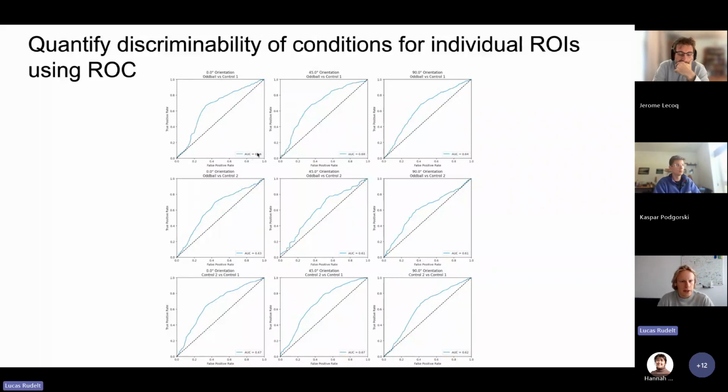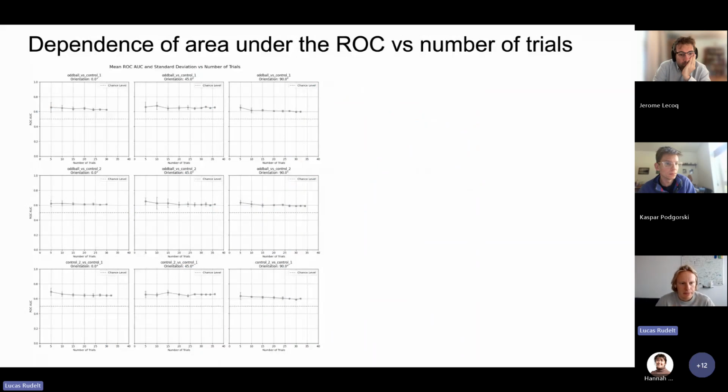Now, the question is, how does this area under the curve depend on the number of trials that we have available? I wasn't familiar with this analysis, so I really didn't know what to expect. I observed something like this: as we increase the number of trials, the area under the ROC curve is, if anything, decreasing. I would have expected naively the opposite, that the more trials we have, the better we can discriminate. But in the end, maybe there's also a flaw in the analysis.